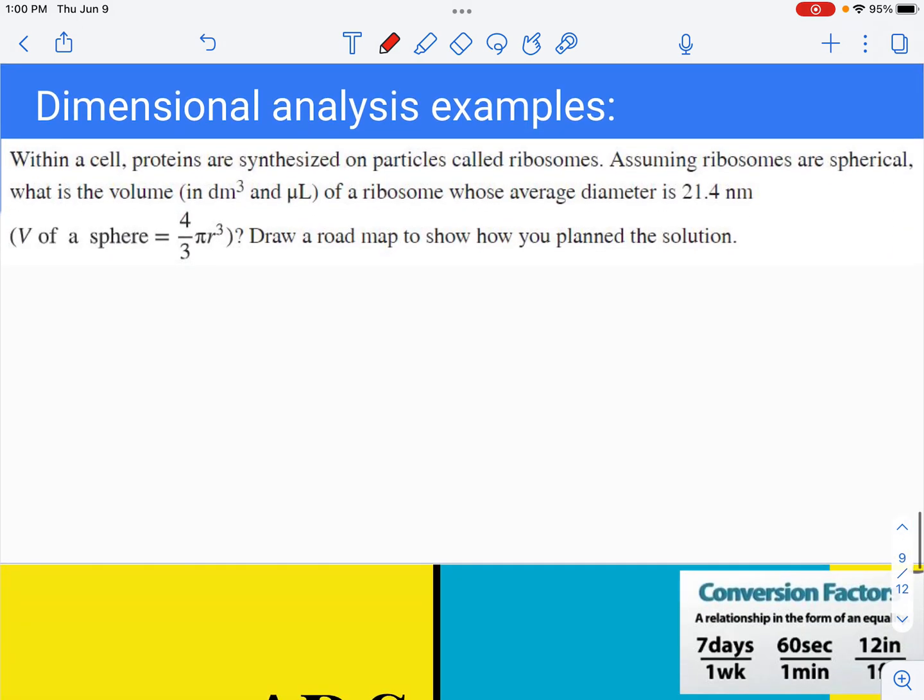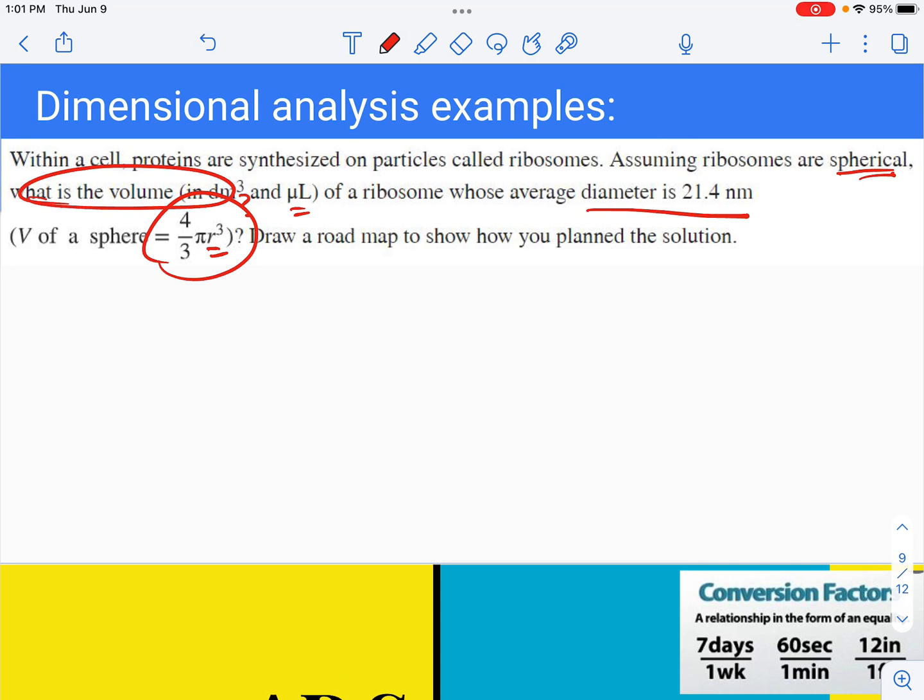And then finally, let's do one more before we switch gears a little bit. In this case, let's read, within a cell, proteins are synthesized on ribosomes, assuming ribosomes are spherical. So this is the volume of a sphere formula given to you. What is the volume, there's my question, in decimeters cubed and in microliters of a ribosome whose diameter is 21.4 nanometers? So to find the volume, I'm going to use this formula, and that means that I need the radius.